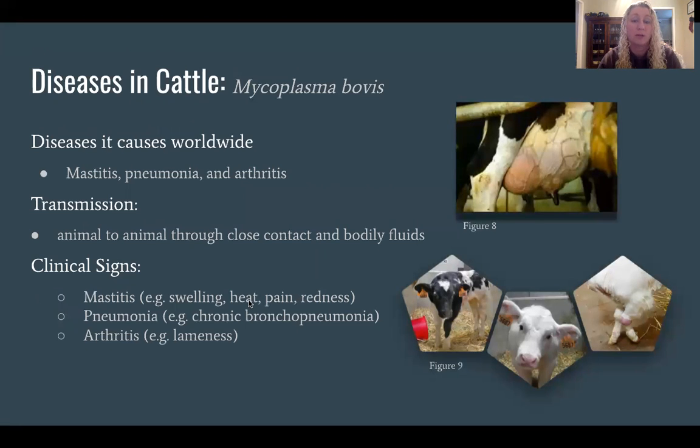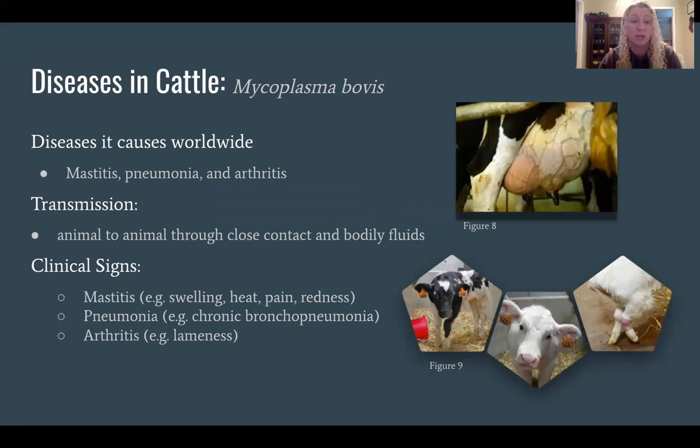Another mycoplasma would be your Mycoplasma bovis in cattle. It is worldwide. You're typically going to have your mastitis, your pneumonia, and arthritis. It can affect other main organs as well. It is transmitted animal to animal through the close contact of those bodily fluids.